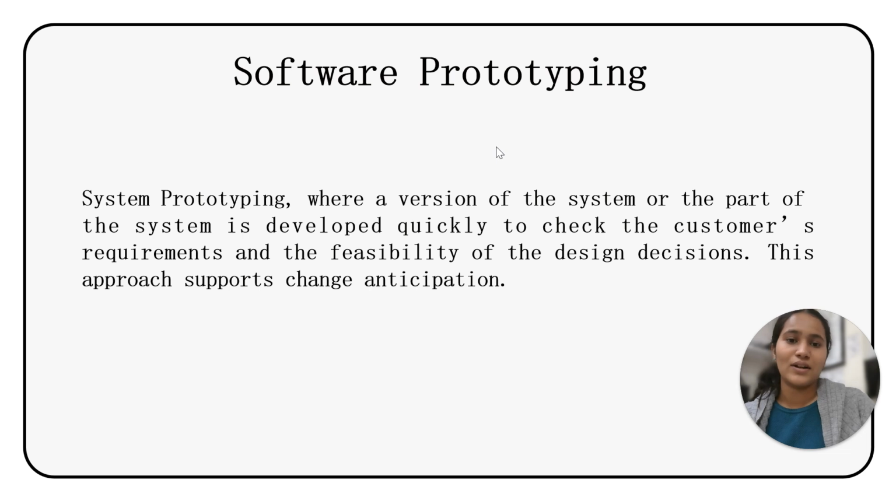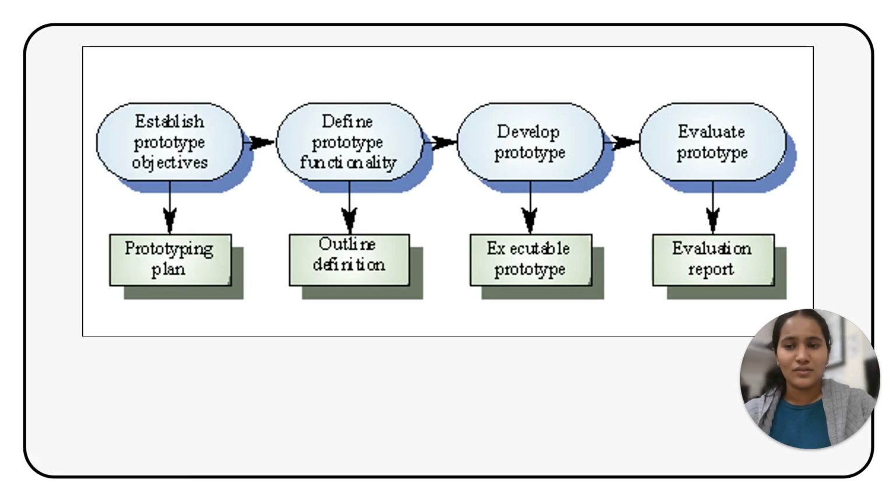So, there is a specific process by which we can do software prototyping. And here on the screen is an image of it. Let me explain each component one after the other. So, the first one is establish prototype objectives.